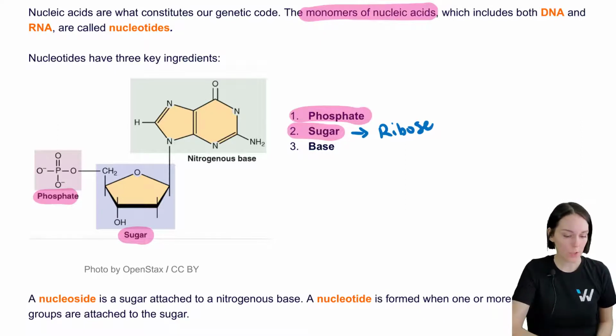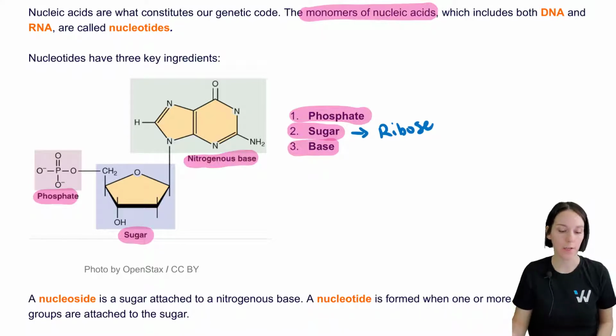And also attached to that sugar, we have a nitrogenous base. So here's our nitrogenous base right here. So a phosphate, a sugar, and the base. And both the phosphate and the base are attached to the sugar.